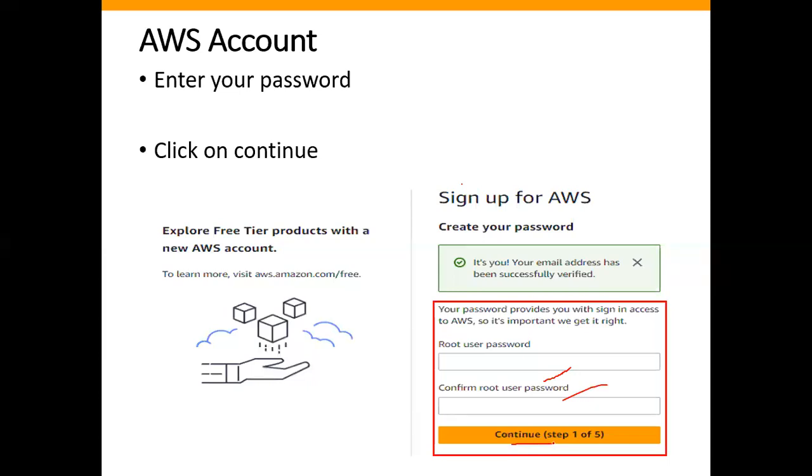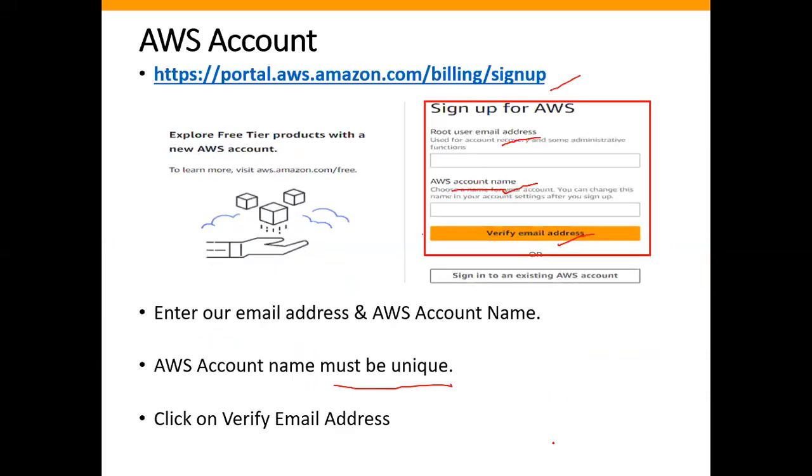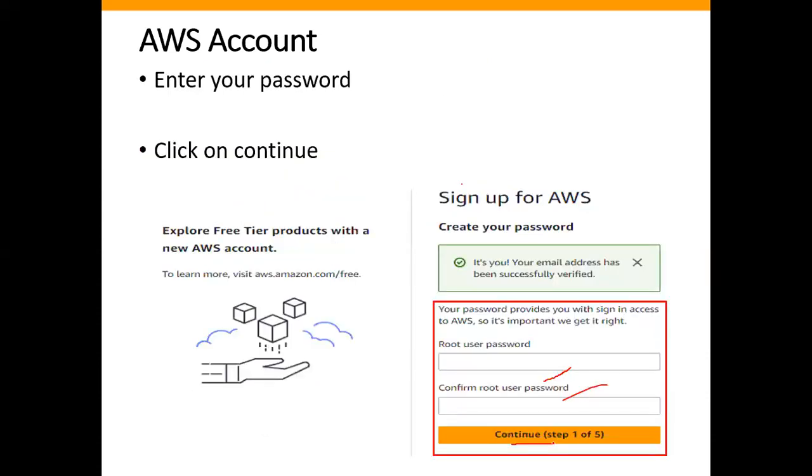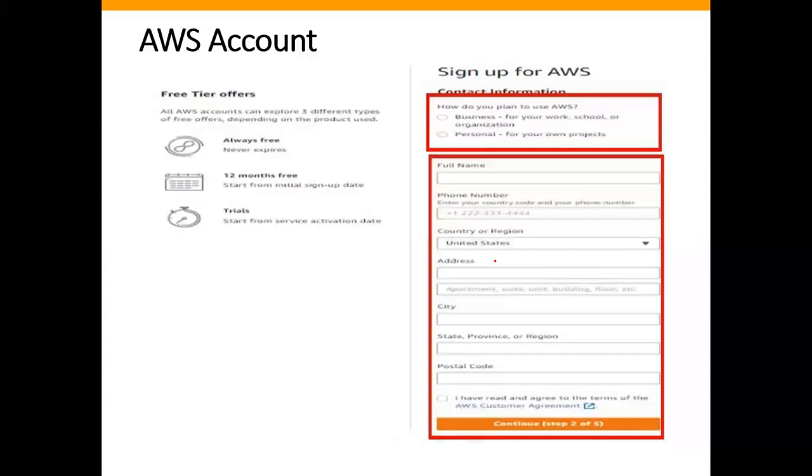To create our AWS account, we need to follow 5 steps, and with the help of this password, you are going to complete the first step. In the first step, you first need to enter your email ID and account name. Then you need to validate your email address. And after that, you need to enter your password and then click on continue. Once you click on continue, here you need to give your personal details.